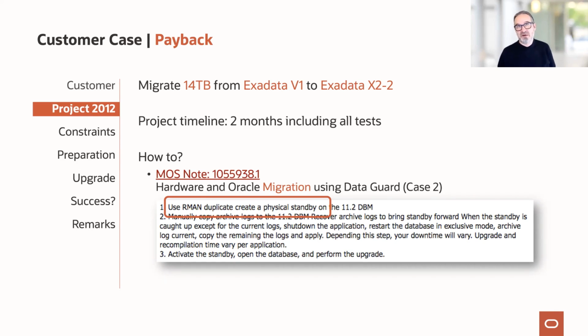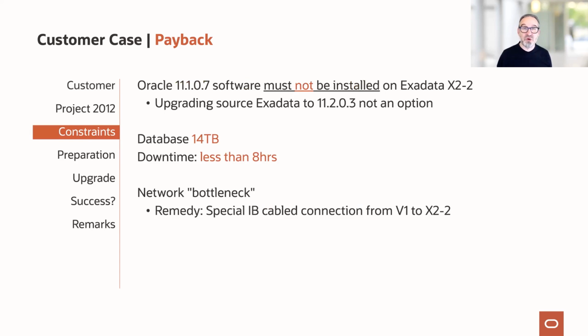Now you would say, oh, that's not a big deal. But at this point, it was quite a deal because the X2-2 came with Oracle 11.2.0.3, and on the V1, there was 11.1.0.7. So we needed an example here, and we followed this Oracle support note, hardware and Oracle migration using DataGuard. So we used RMAN duplicate to create a physical standby database. The constraint here was that we couldn't install 11.1.0.7 software on the new Exadata.